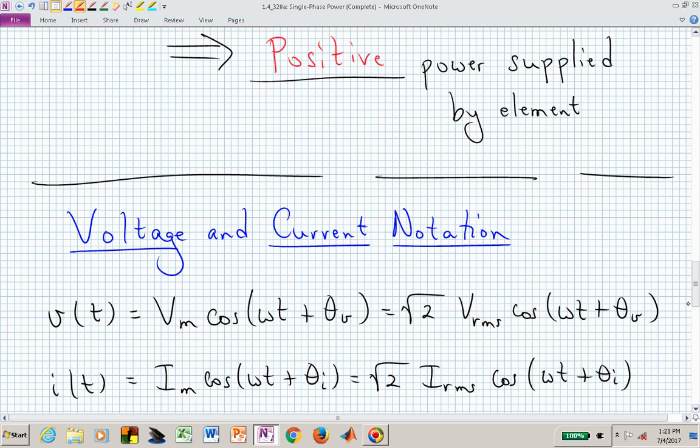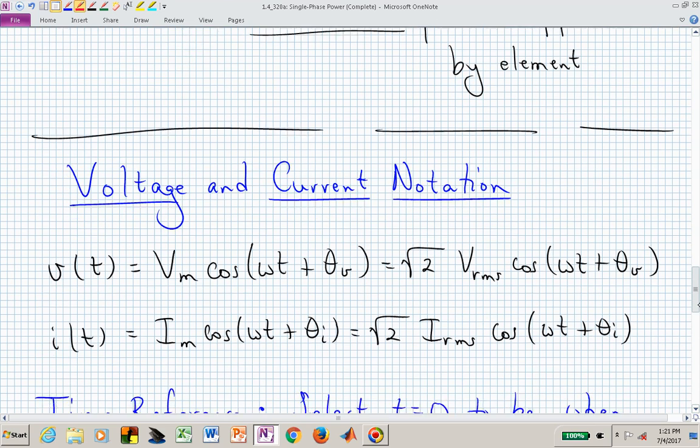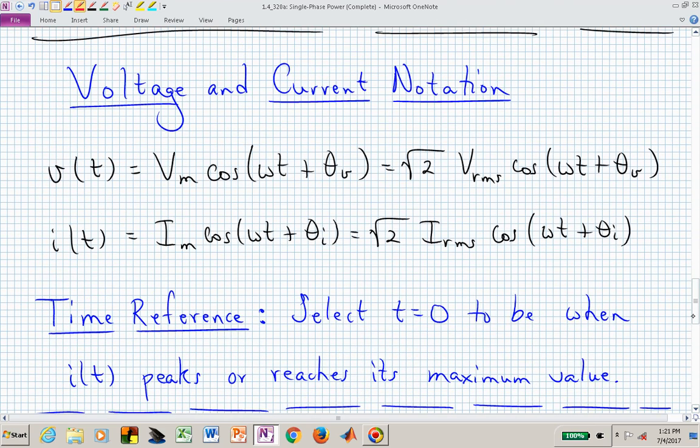But this gets a little bit messy when we're combining sines and cosines. So the convention that we will use is we will select our time reference such that we'll draw the line in the sand on these sinusoids where t equals 0 corresponds to the current waveform having its peak at t equals 0. That's where we're selecting t equal to 0 in this infinite expanse of sines and cosines or the sinusoidal waveforms.